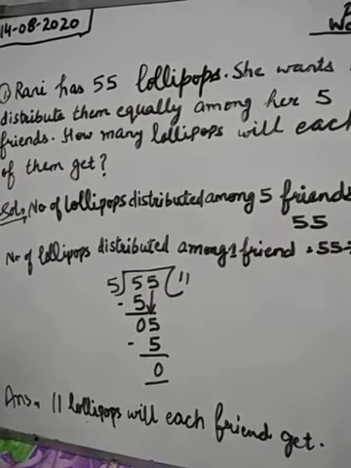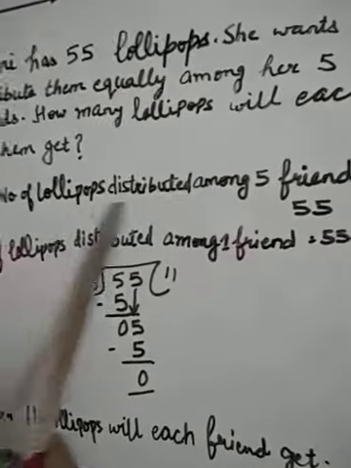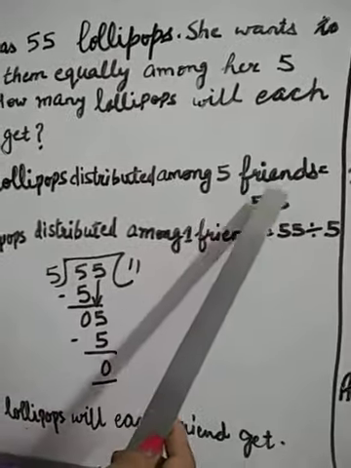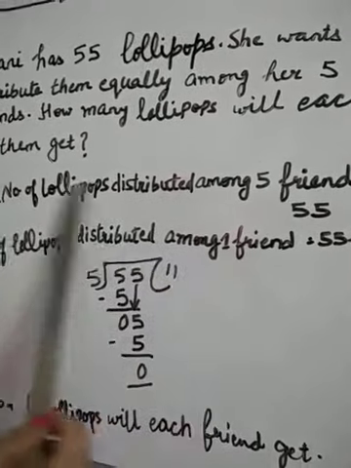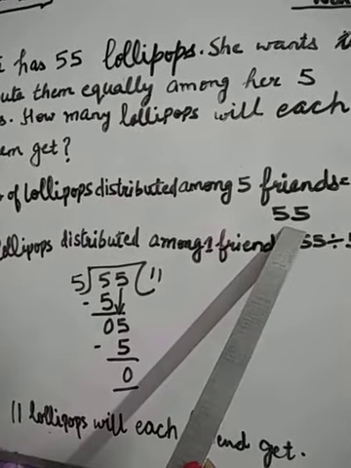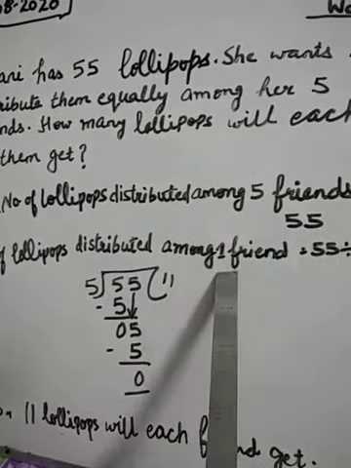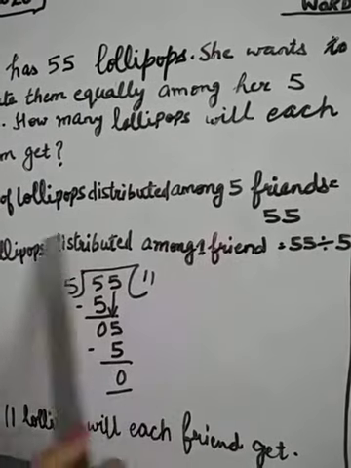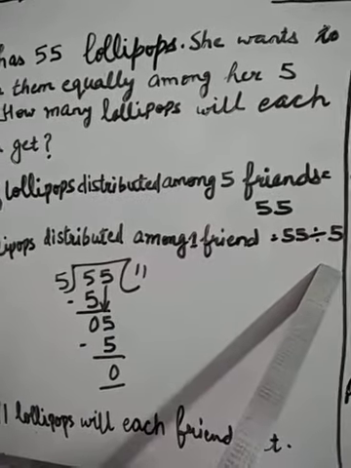तो what will be the statement? Number of lollipops distributed among 5 friends. So जो 5 फ्रेंड्स हैं उनमें कितने लॉलीपॉप्स डिस्ट्रीब्यूटेड हुए? 55. नंबर ऑफ लॉलीपॉप्स डिस्ट्रीब्यूटेड अमंग 1 फ्रेंड. फिर एक फ्रेंड में कितने डिस्ट्रीब्यूट हुए? 55 इज डिवाइडेड बाय 5.